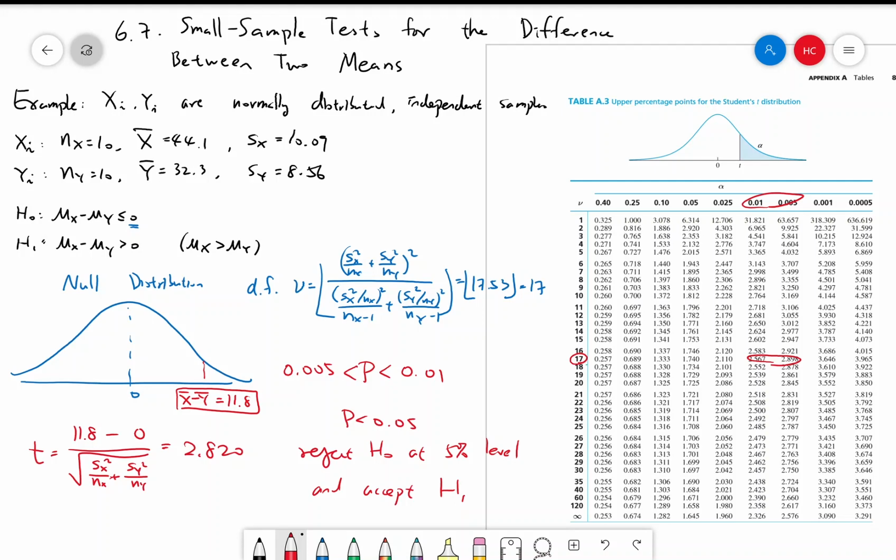Alright, so let's see if we can improve our results. As you see, x bar minus y bar is 11.8. So maybe we can strengthen our alternate hypothesis a little bit. Instead of showing that mu x minus mu y is greater than 0, maybe you can prove that mu x minus mu y is greater than 2. So let's do 2 here. So this is also 2.